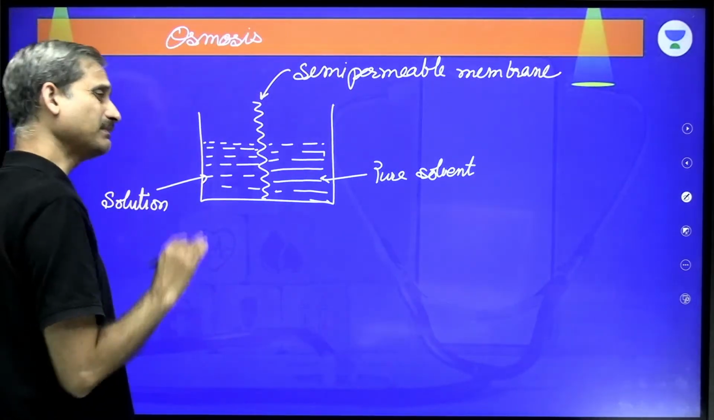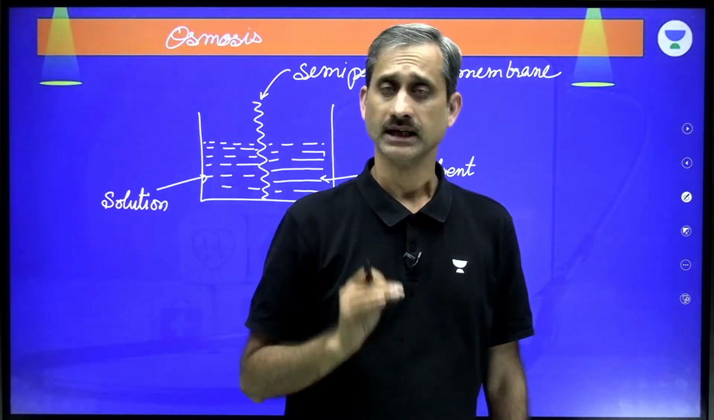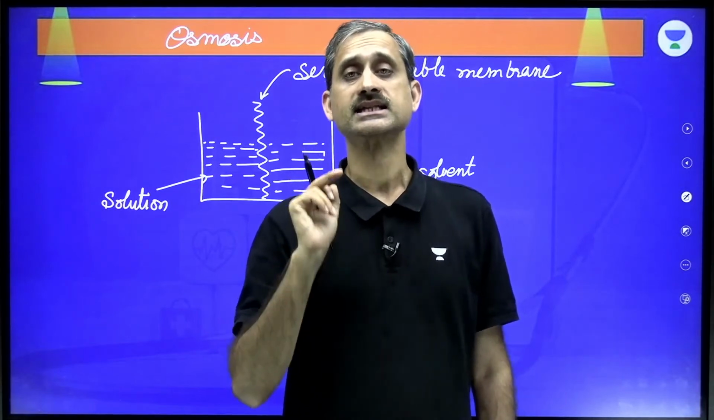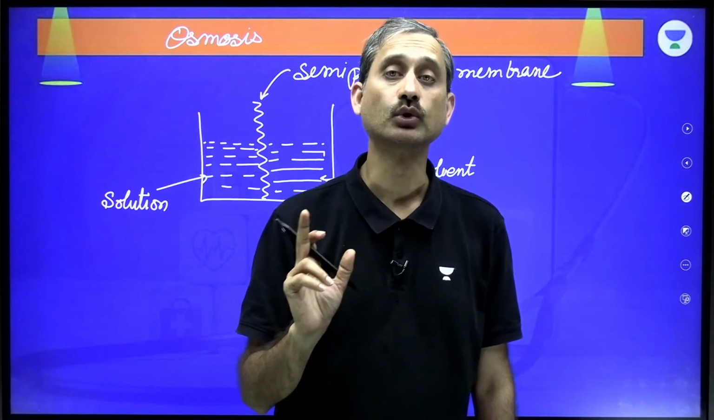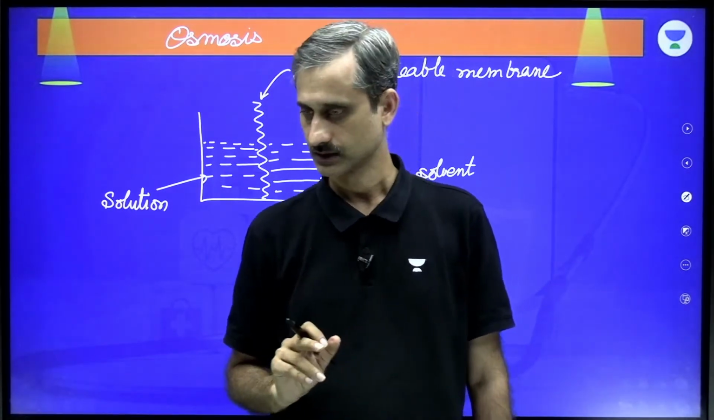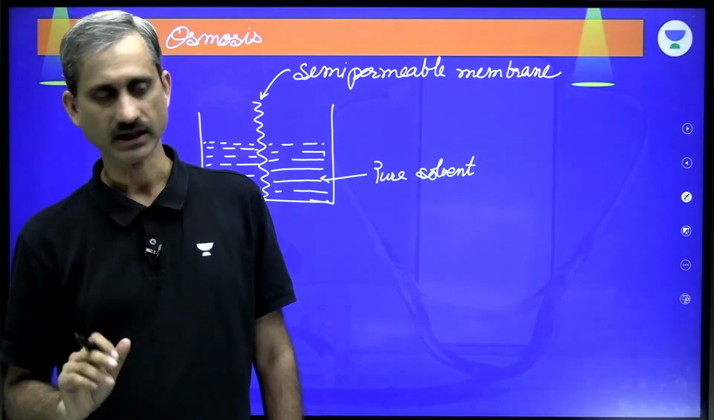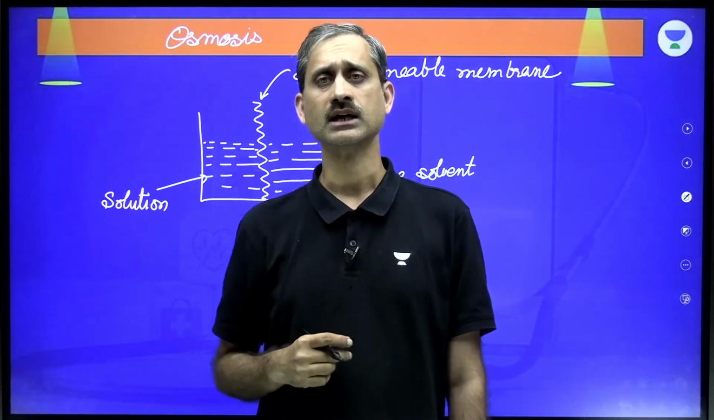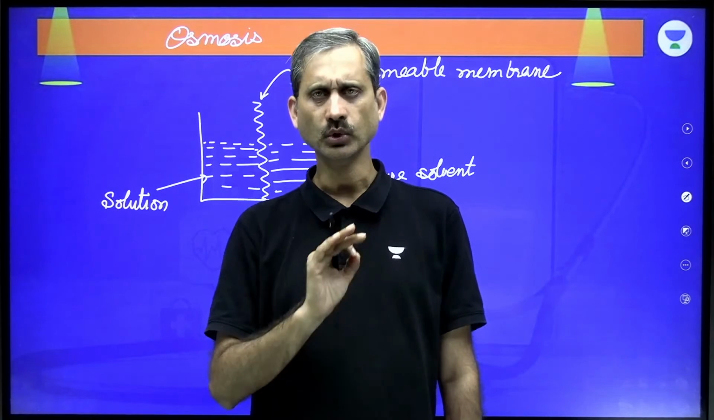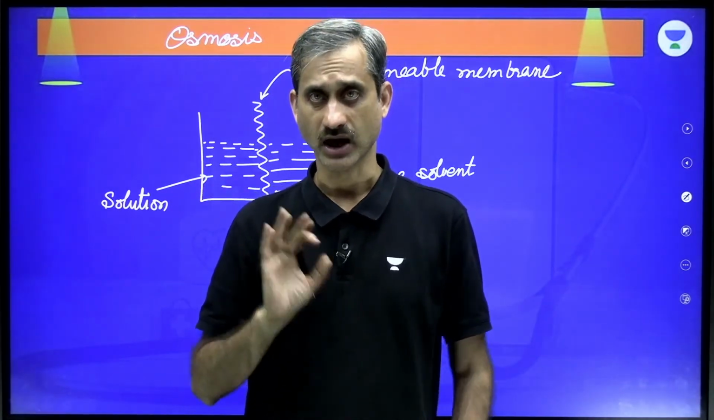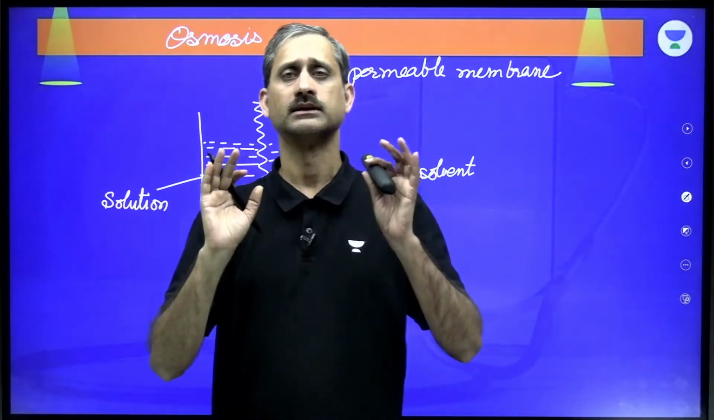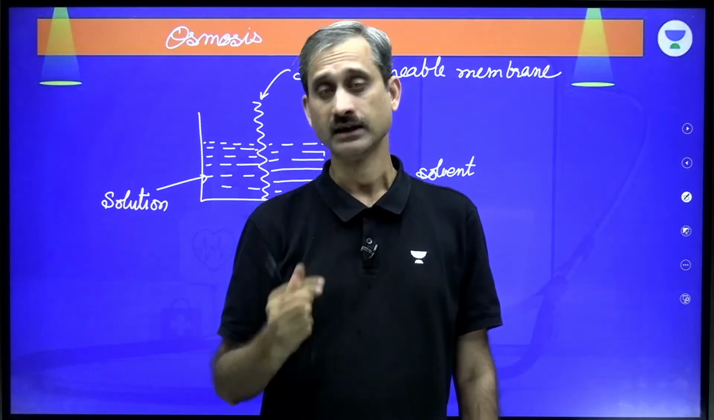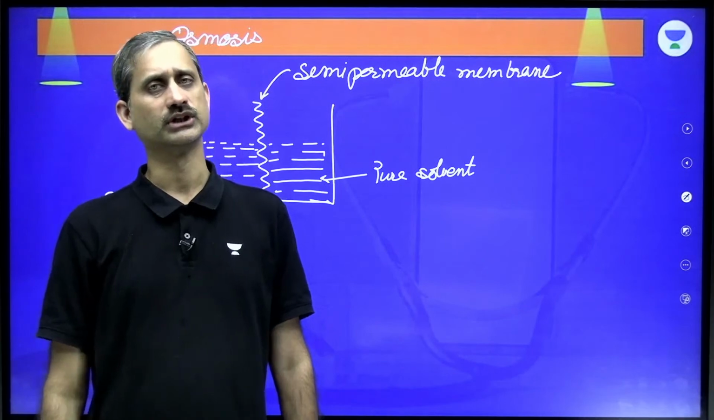Clear? This semi-permeable membrane has a very peculiar property. It has a property that it only allows the volatile component to pass through it. Now, when we talked about the colligative properties, the first condition was that solute is non-volatile. Only the solvent is the volatile component. What did I say? Hear it once again. The semi-permeable membrane allows only the volatile component to pass through. It does not allow the non-volatile component to pass through.